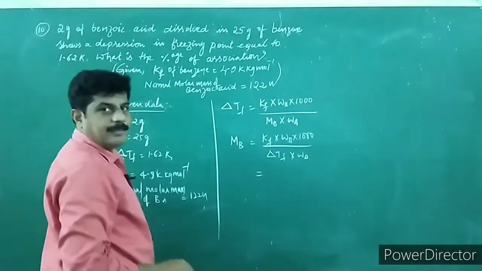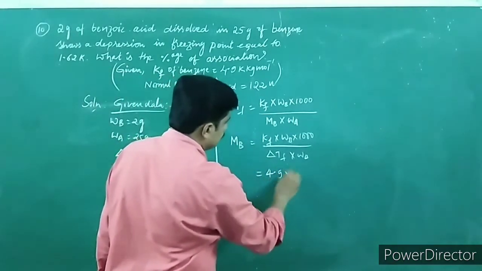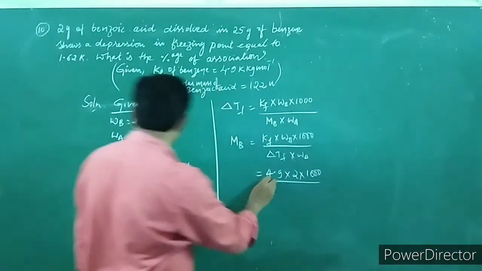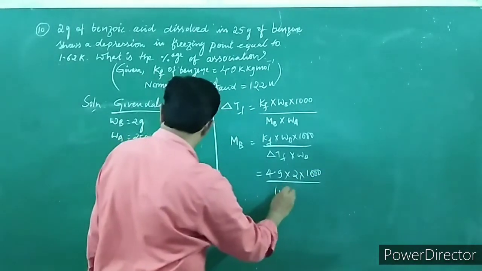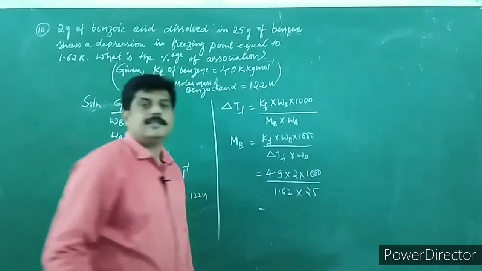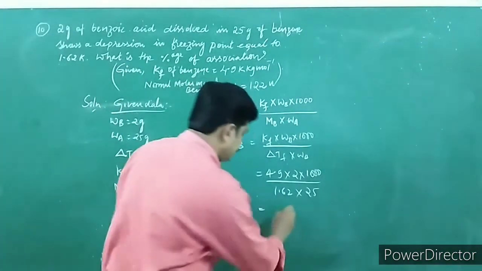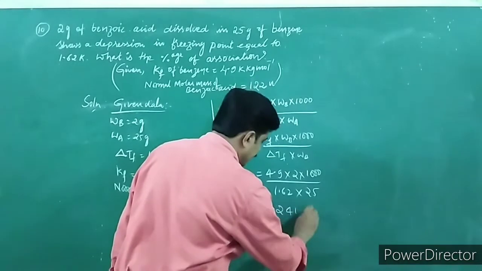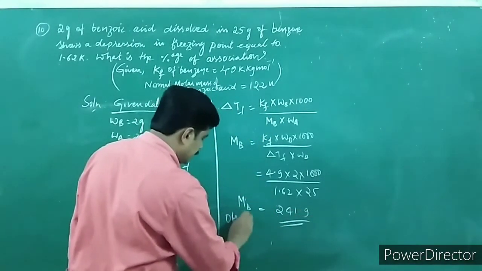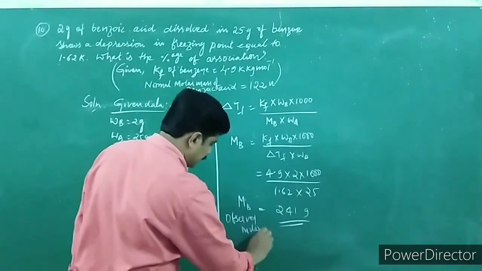Hope you are getting it. Now please look here, Kf is equal to how much? 4.9. Wb is how much here? 2 gram into 1000 upon delta Tf is equal to 1.62, into Wa is equal to 25 gram. Children, if you simplify that, you are going to get 241.9. So children, this is what Mb, you can call it as observed molar mass.